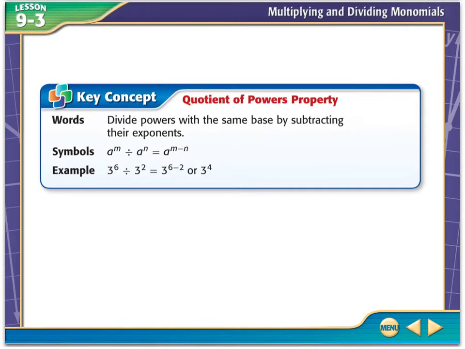Now we're on to our last key concept of the lesson, the quotient of powers property. In words, you're going to divide powers with the same base by subtracting their exponents. With symbols, you would have a to the mth power divided by a to the nth, and with multiplication we did addition, and here in division we're going to use subtraction. So we would have a to the m minus n. And then our example is 3 to the sixth power divided by 3 to the second power can be rewritten as 3 raised to the 6 minus 2 power, and our final answer would be 3 to the fourth power.